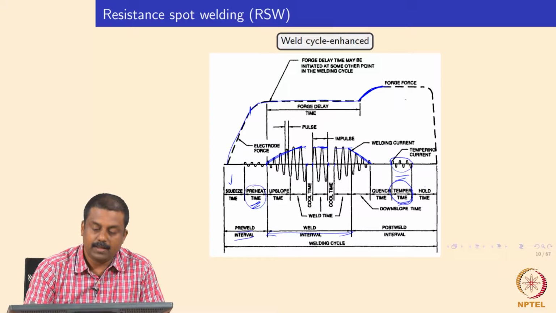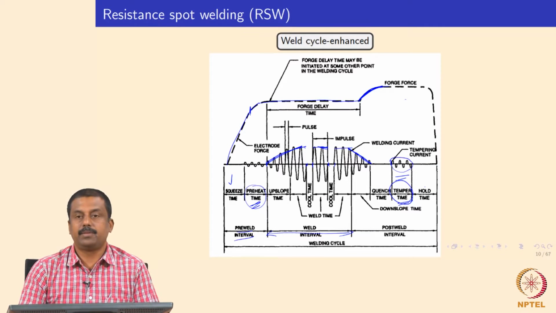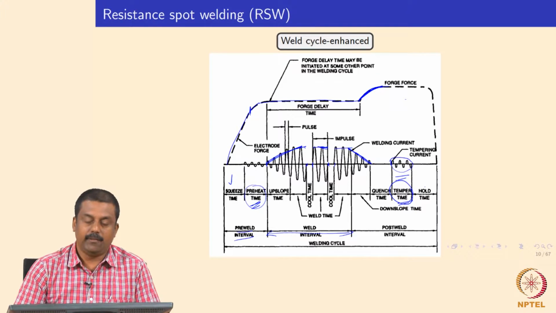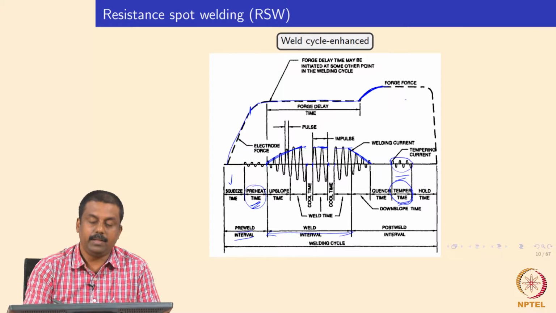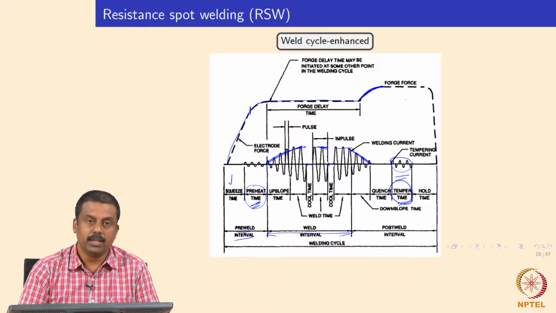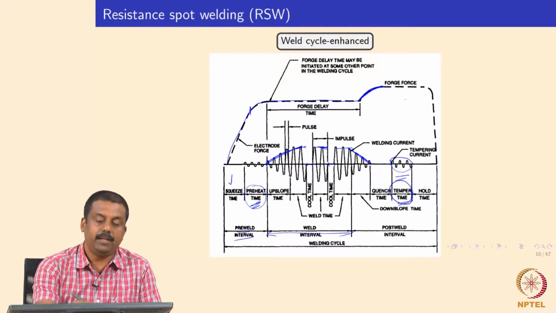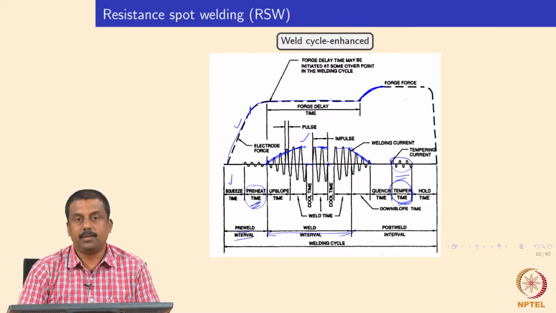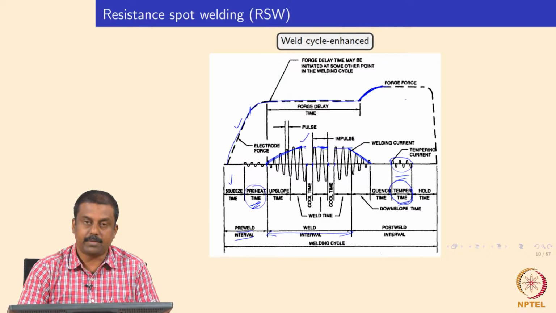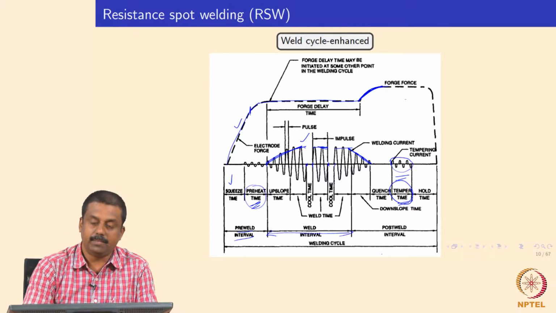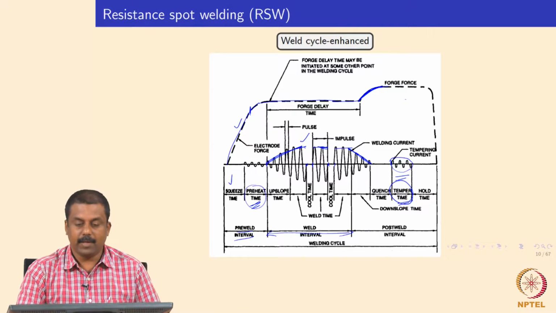Commercially used resistance spot welding equipment nowadays has the capability to generate such complex waveforms, a complex interplay between the load and the current, which can be used to modify the microstructures or to generate microstructures which are actually superior even to the base material.